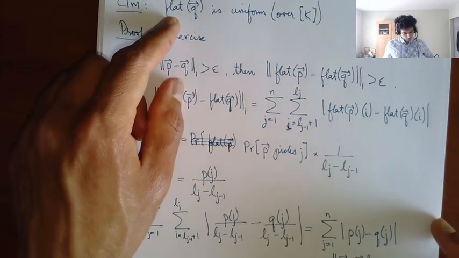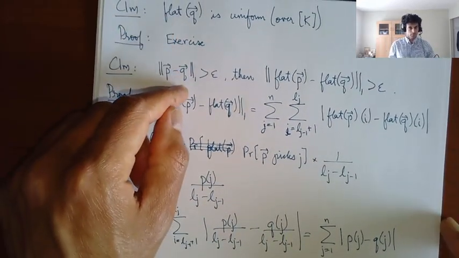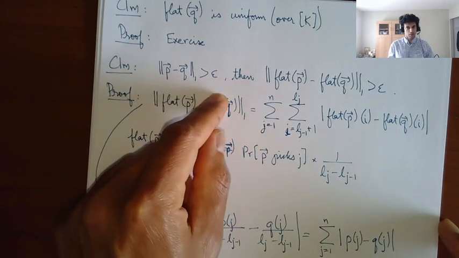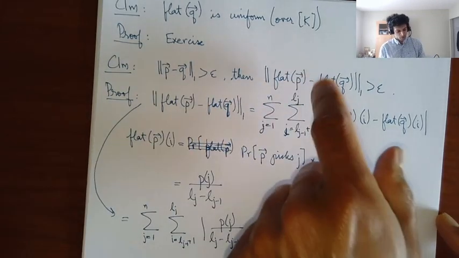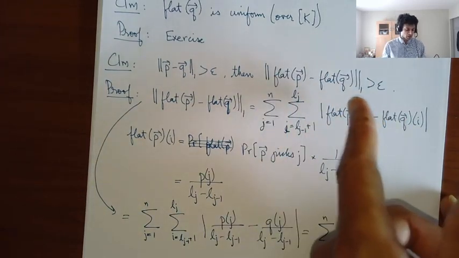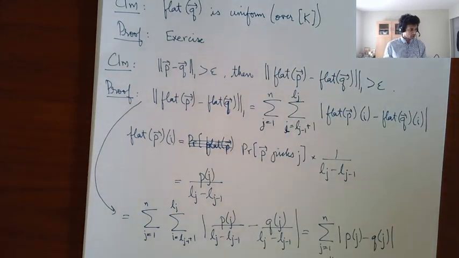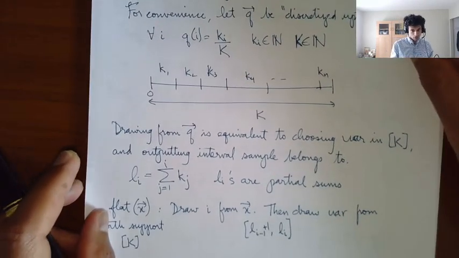Flat of Q is uniform, and if P minus Q is more than epsilon in terms of total variation, then flat P minus flat Q, in L1 or total variation, is more than epsilon. Wait, isn't the flat of any distribution uniform? No, no. So let's go back to what the flattening is.